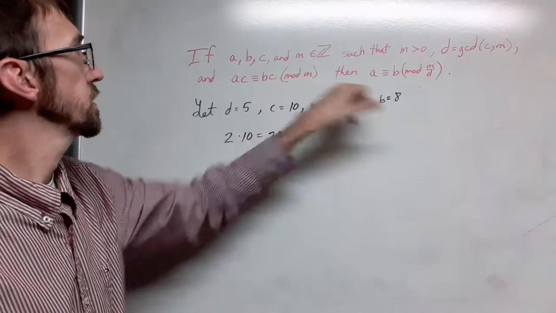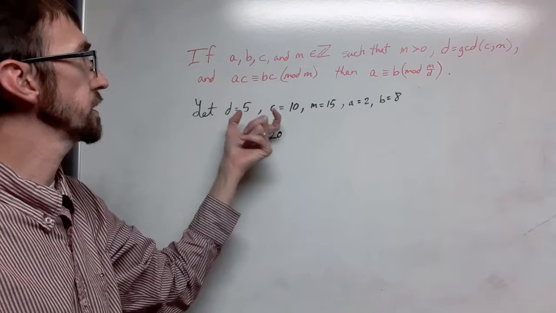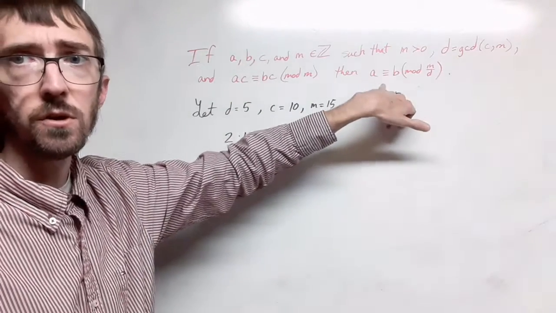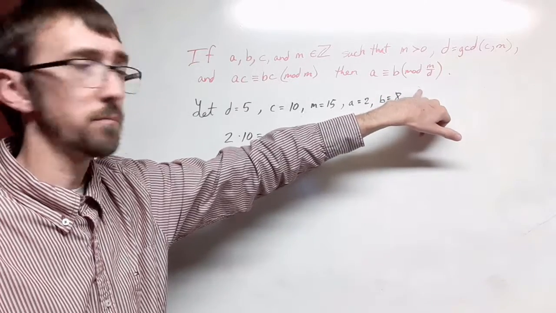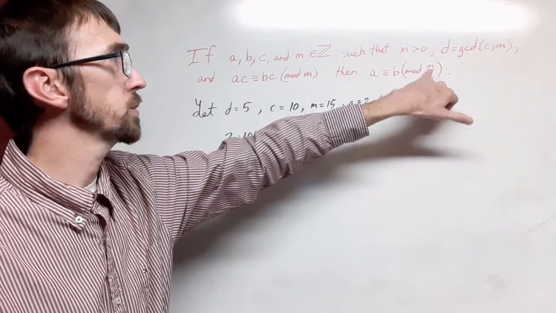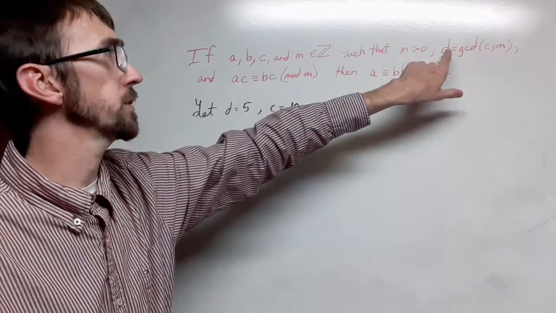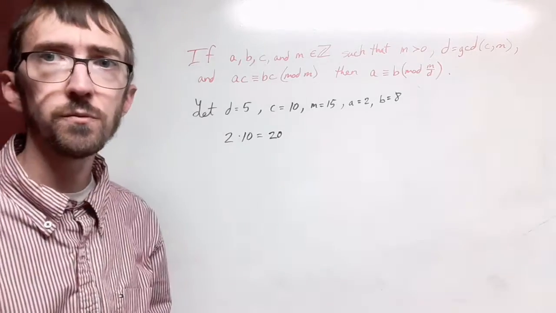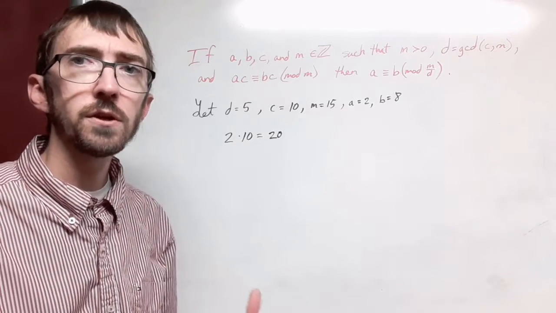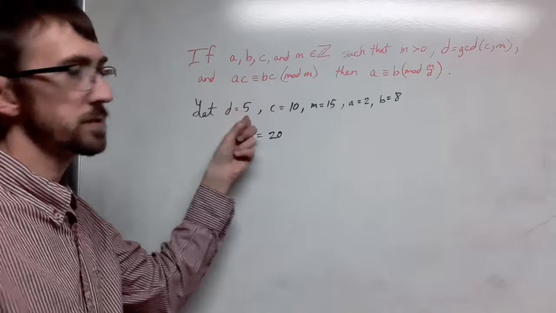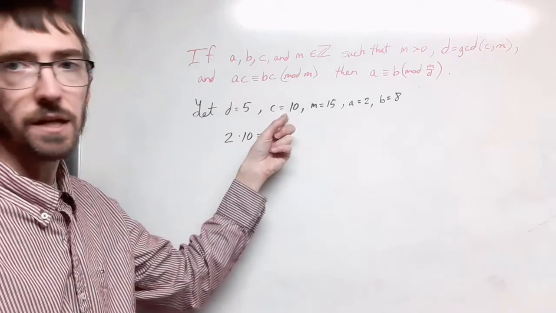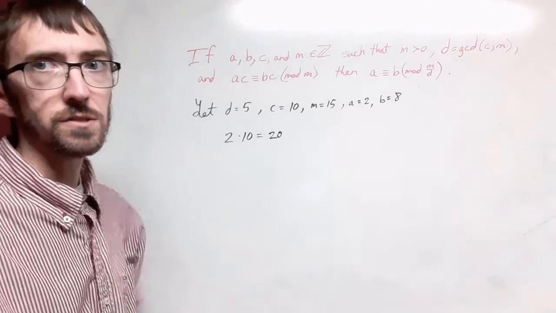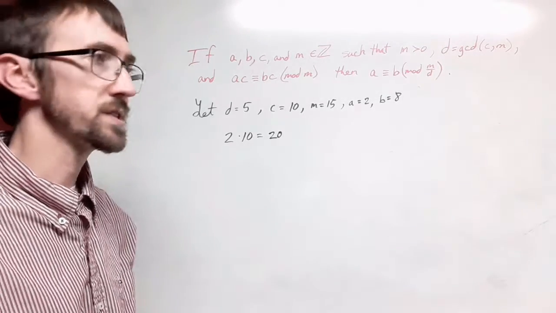then it should also be true that the terms a and b, if we essentially have this cancellation of the c's, will be congruent to each other mod a new modulus term, which is going to be the original term divided by this common divisor. So I have a few numbers up here to see if we can show that this theorem actually holds. We're going to let d be 5, c be 10, m be 15, a be 2, and b be 8. And we're going to see if this works.